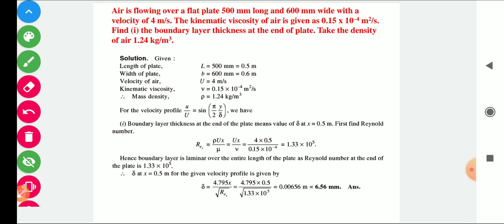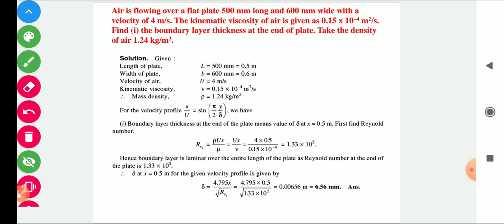So here again we need to calculate the boundary layer thickness, and the length and width of the plate are given. These values are in mm, so first of all convert these values into meter. So 500 mm is equal to 0.5 meter. Similarly the width of the plate is 0.6 meter. The velocity of air is 4 meter per second, and the kinematic viscosity is 0.15 into 10 to the power minus 4 meter square per second. The density of air is again given as 1.24 kg per meter cube.